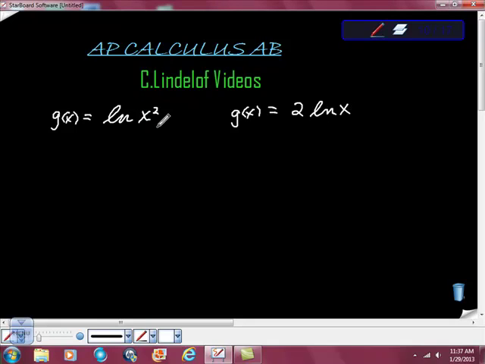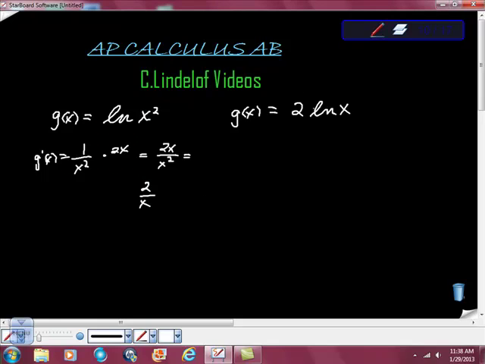You could go back and look at this as if this was a power rule. So you could do it this way. Let's see if it works out the same. You could say that g prime at x will have to equal 1 over f of x, times the derivative of the inside piece, right? That will give us 2x over x squared, which equals 2 over x.